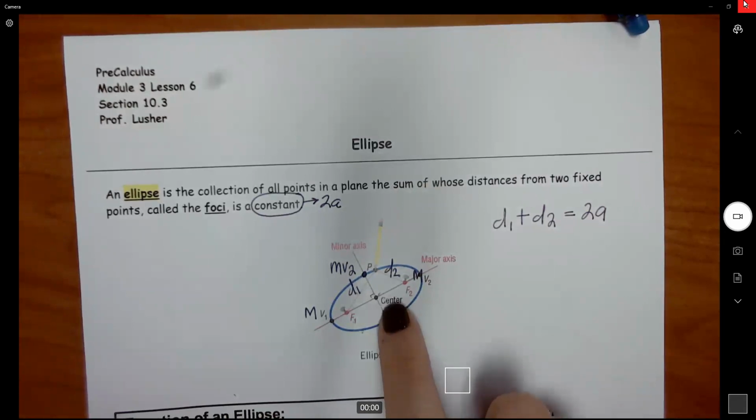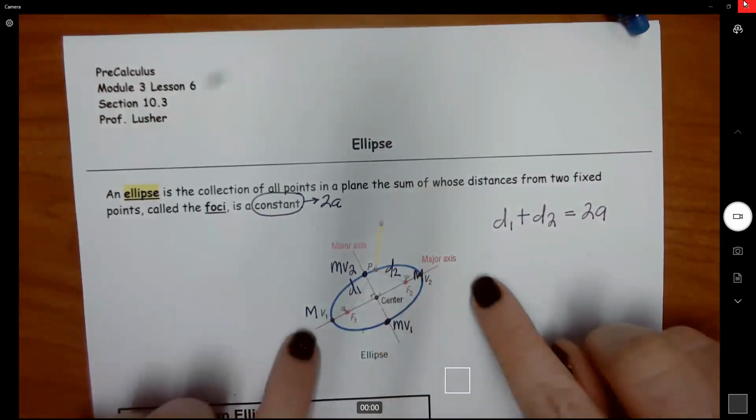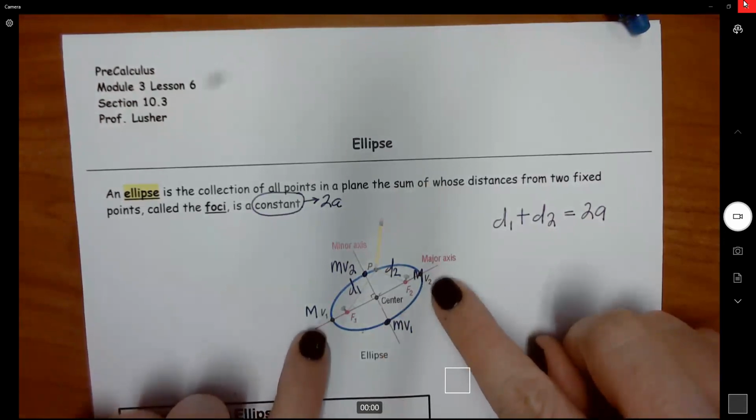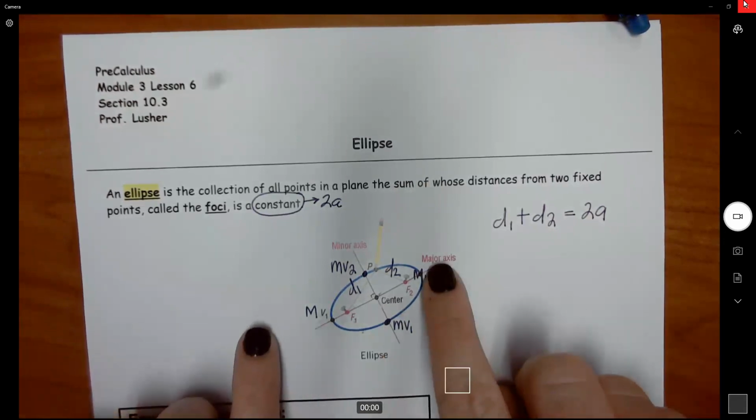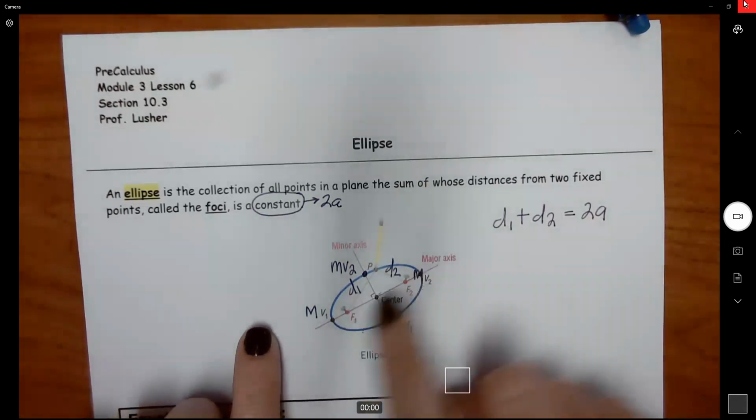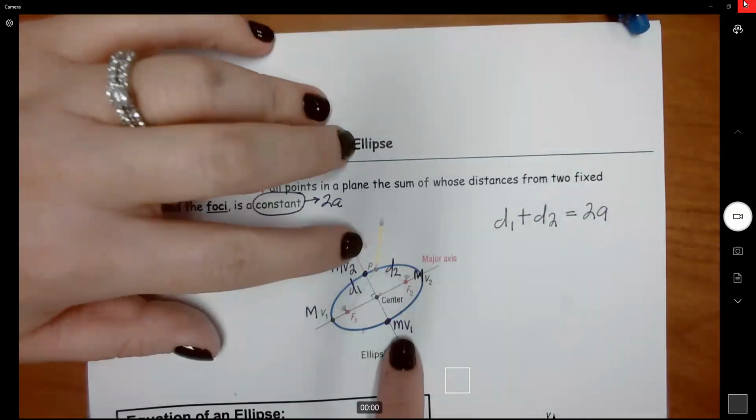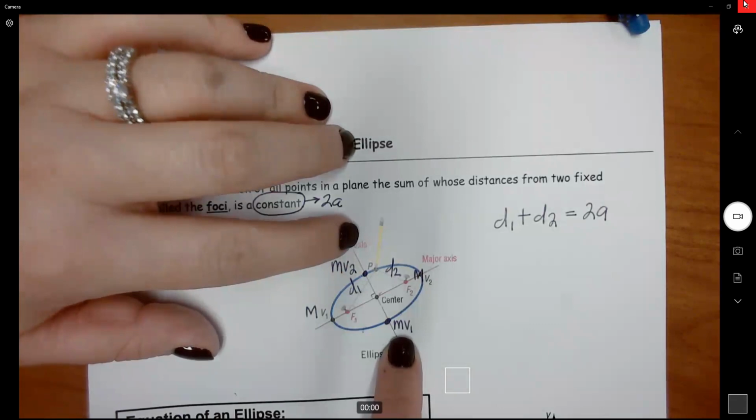We need to know where the center is. We need to know where your major axis or your major vertices are. And we will actually make a note of where that major axis is. It's either going to be along the x-axis or the y-axis, or parallel to. And then we need to put our minor vertices.